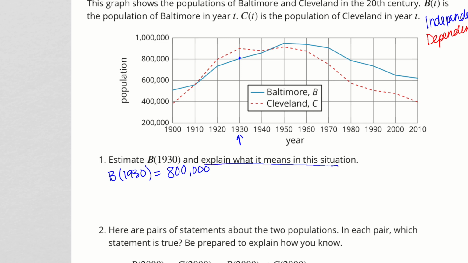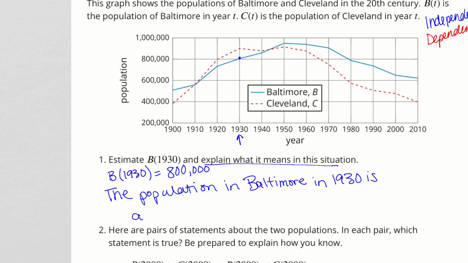So explaining what it means: the population in Baltimore in 1930 is approximately 800,000 people.